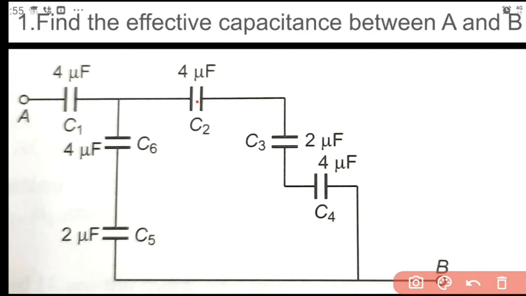One end of C2 is connected to the other end of C3, and one end of C3 is connected to C4. So C2, C3 and C4 are connected in series. Likewise, C6 and C5 are connected in series. Then what about the two combinations? The series combination of C2, C3, C4 and the series combination of C5 and C6 are in parallel. So two series combinations are in parallel.